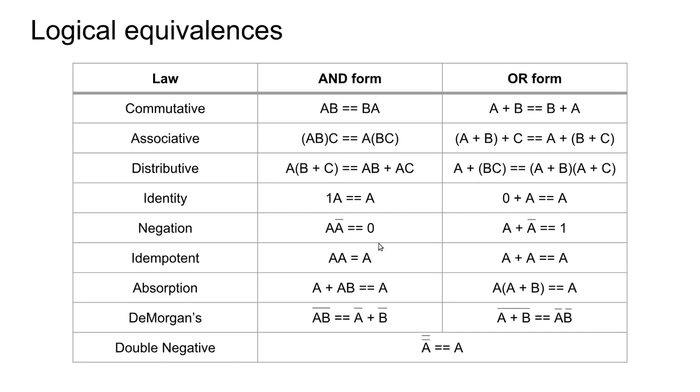The idempotent law is going to show us that if we have the same thing ANDed with itself, we're going to just get the original variable out of that. If we OR something with itself, it's the same as itself.